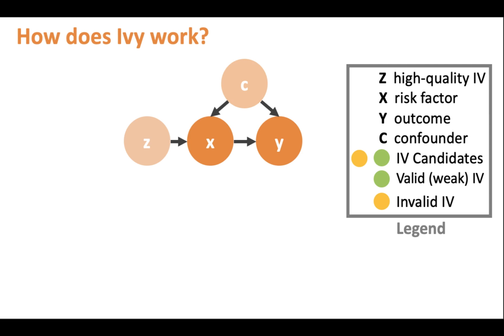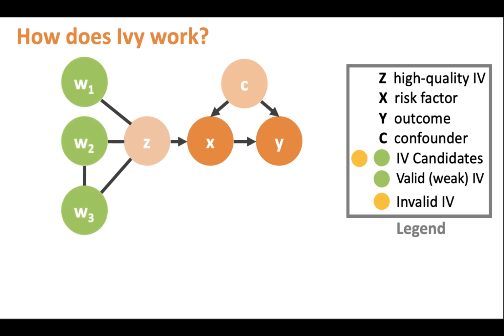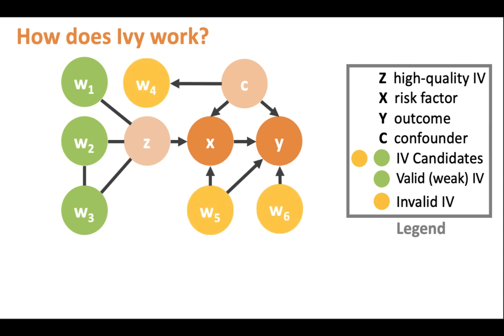Here is an example. We wish to use a high-quality IV Z to infer the causal relationship between X and Y, but such a Z is unobserved. Instead, we observe some IV candidates that are valid, but they are potentially weak IVs in green associated with Z. Meanwhile, we also observe some IV candidates that are invalid IVs in yellow. For example, W4 is invalid because it is associated with the confounder. We now describe how Ivy operates.